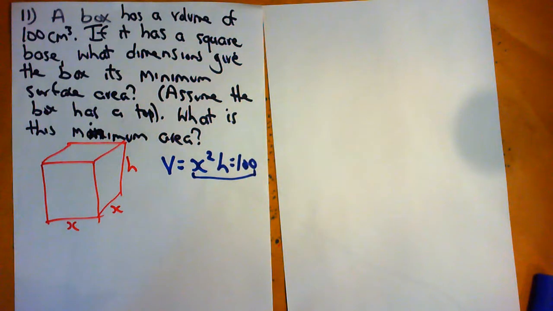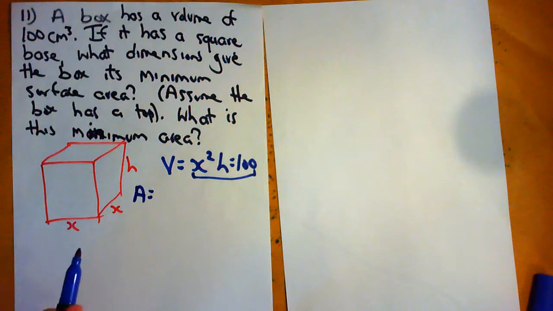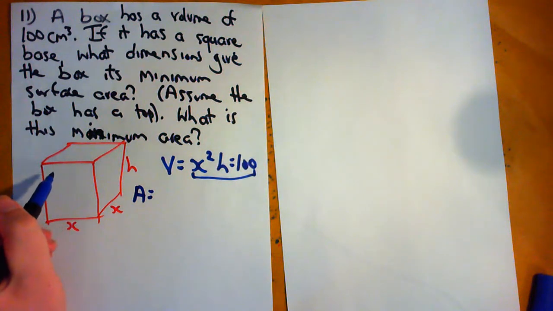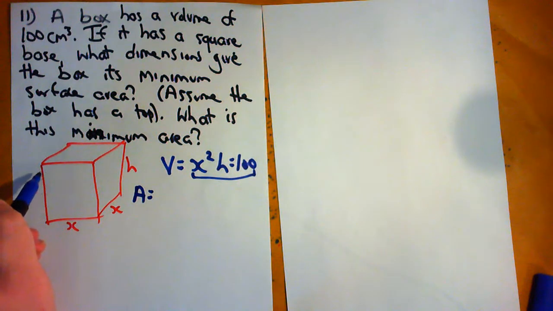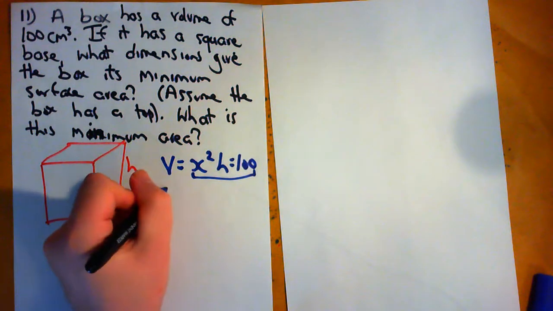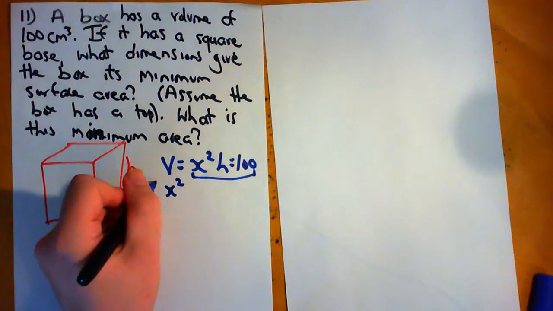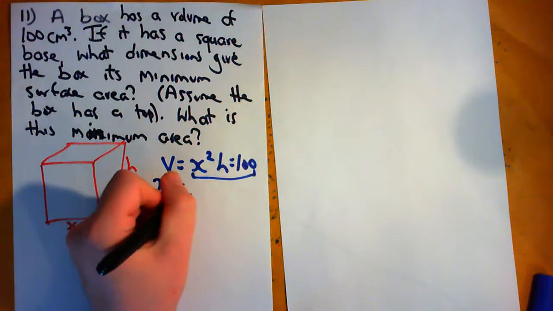We also need to get an equation for the surface area of the box. So what's the surface area going to be? First of all, it has a bottom and a top. Let's look at the top. It has a width of x and a length of x, so it's x squared. That's the top. The bottom is exactly the same, so there'll be two of those.